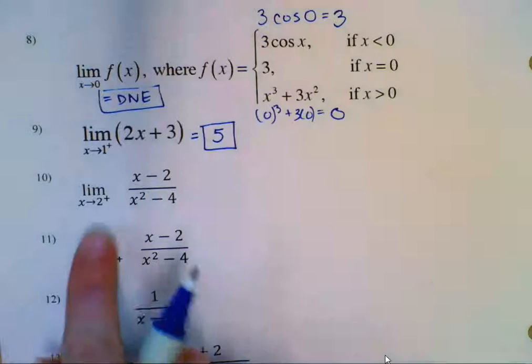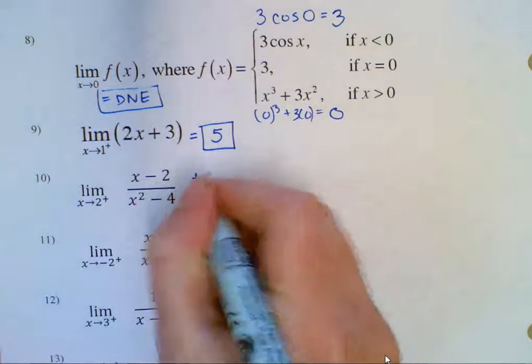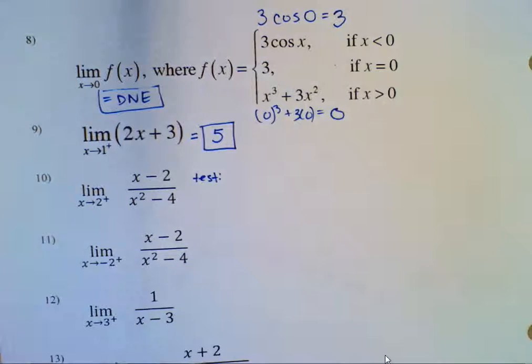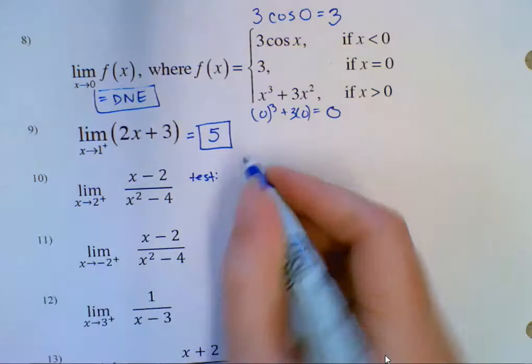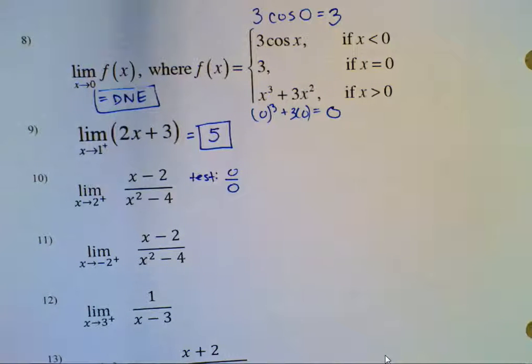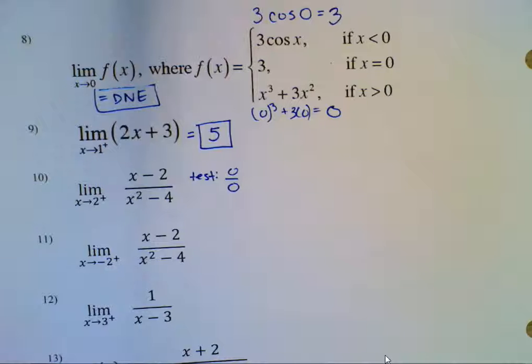So let's first just test this out. I'm going to do a little test here. If I plug in 2 to this function, what do I get? 0 over 0. So I know that this is indeterminate. I'm going to have to use some sort of strategy to figure out this limit. What strategy could we use? Factor and cancel. So let's go ahead and do that.